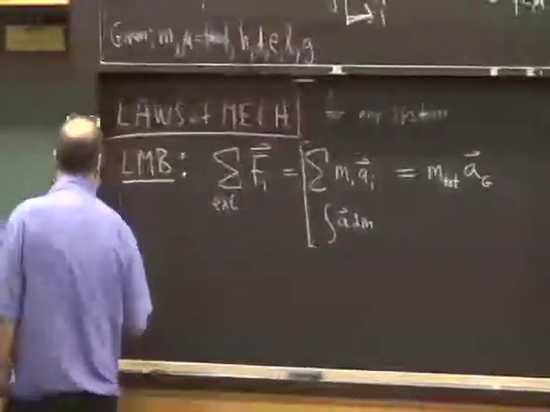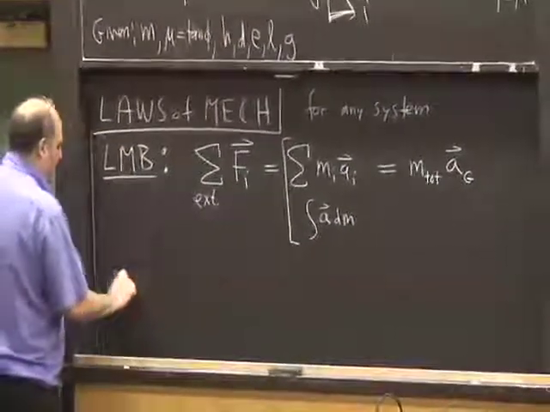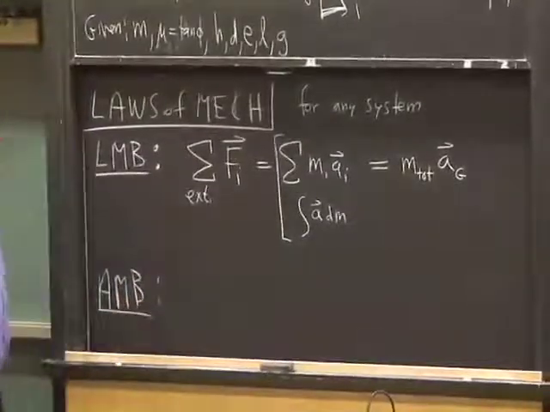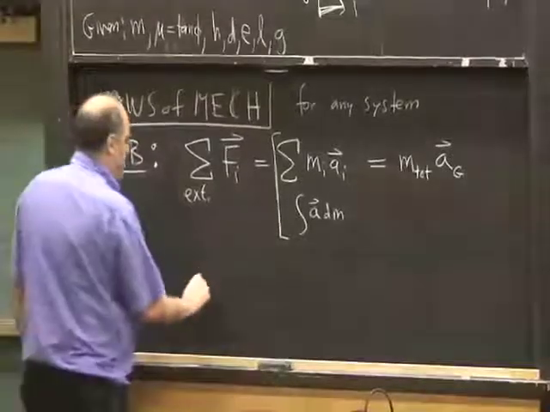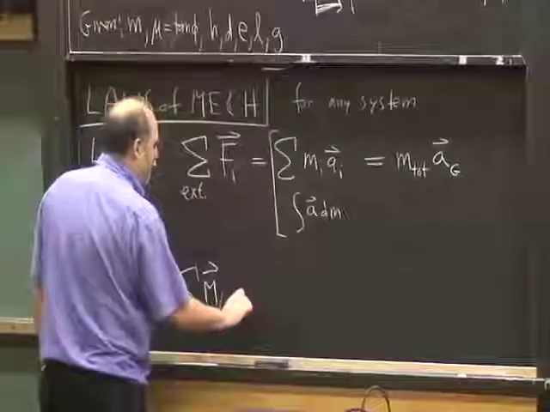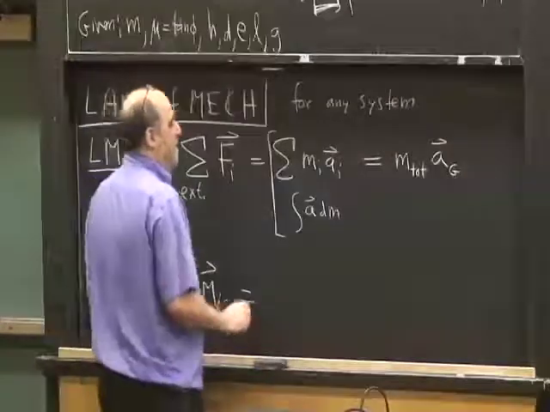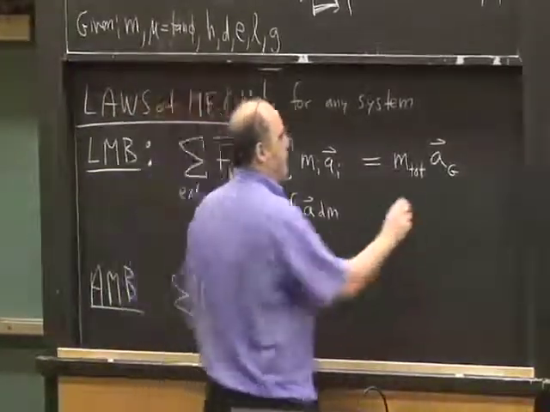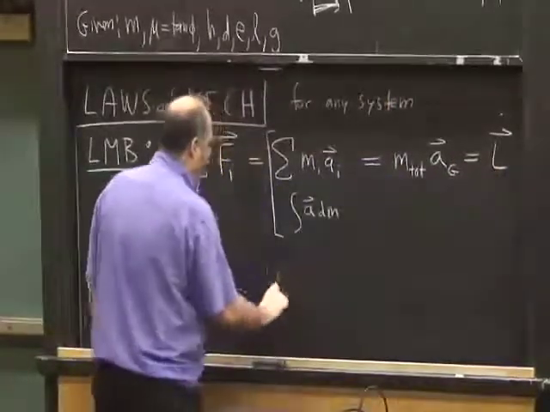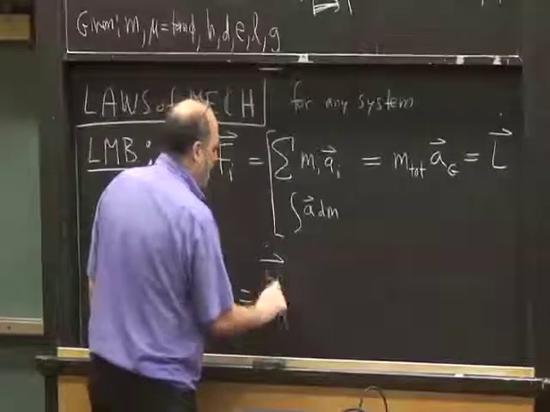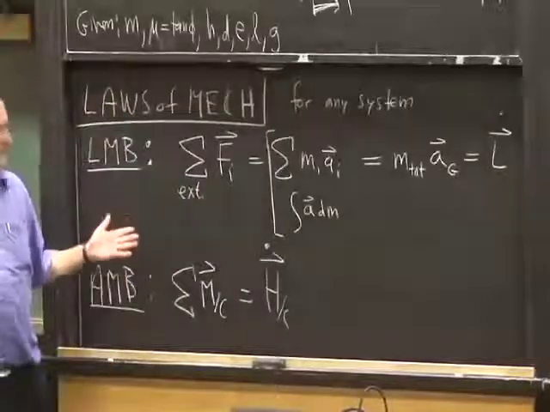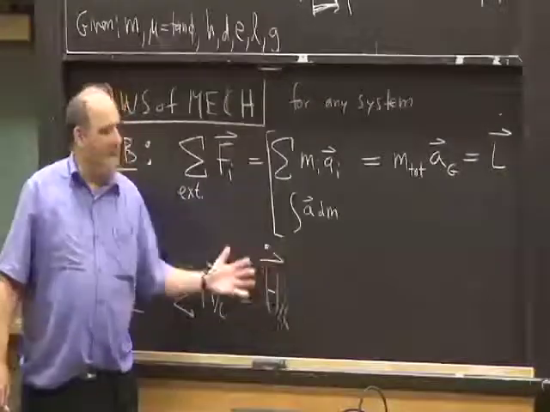Now for angular momentum balance, which is the more interesting, deeper equation, and actually, in the end, the more useful equation, we have that the sum of moments relative to any point, let's just call it C, is equal to the rate of change of angular momentum. So here we have the rate of change of linear momentum. Here we have the rate of change of angular momentum relative to point C. So one of our technical problems that we will be dealing with is how do we evaluate this quantity here?